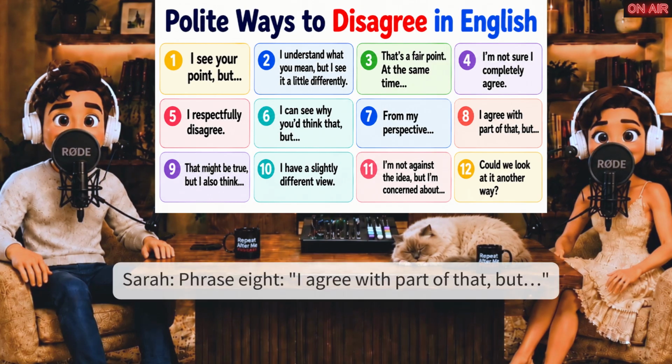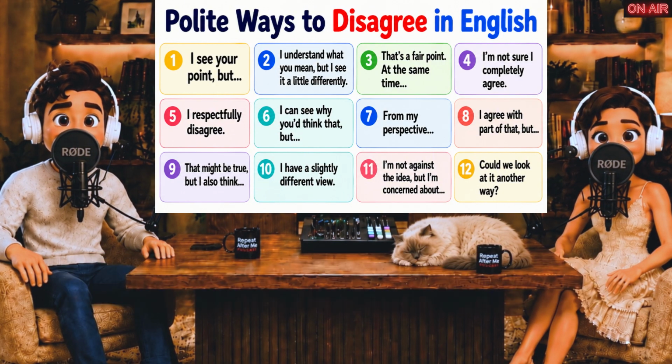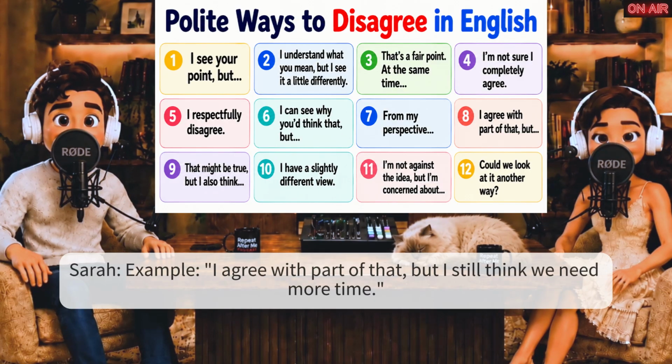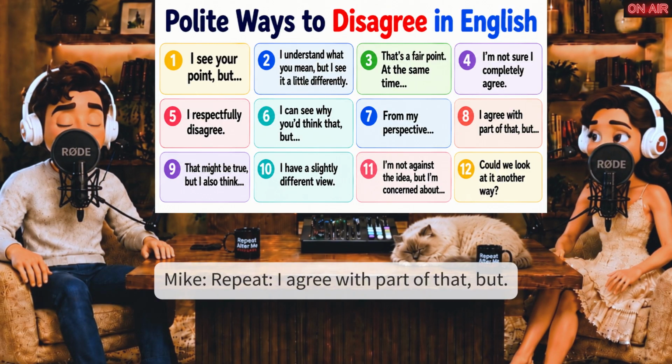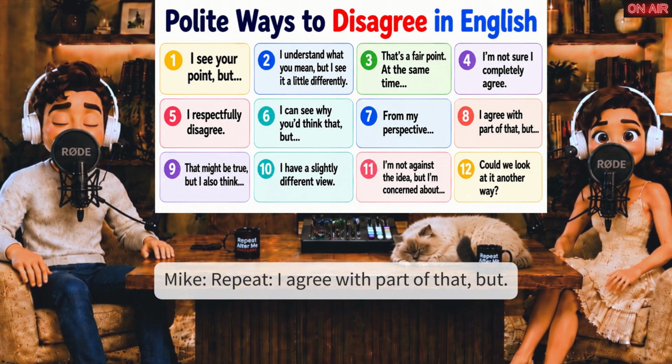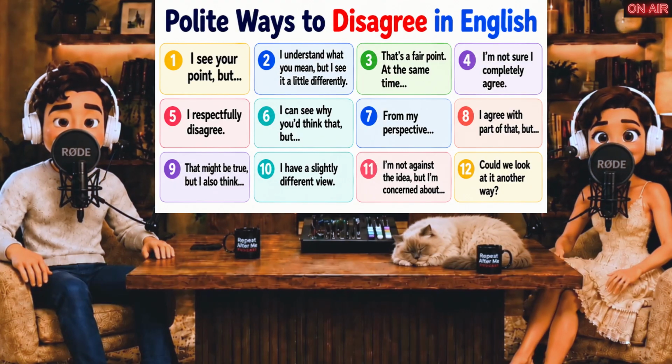Phrase 8. I agree with part of that, but. This is very useful when the other person is not completely wrong. Example: I agree with part of that, but I still think we need more time. Repeat. I agree with part of that, but. This phrase sounds mature because it does not turn the conversation into all right or all wrong.